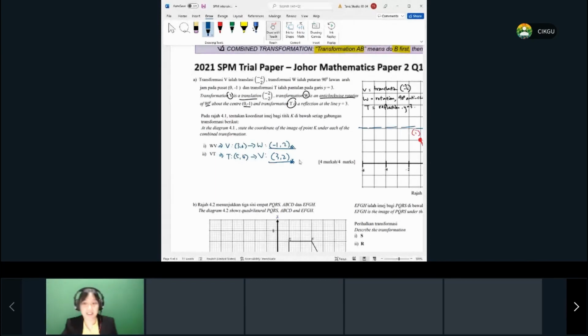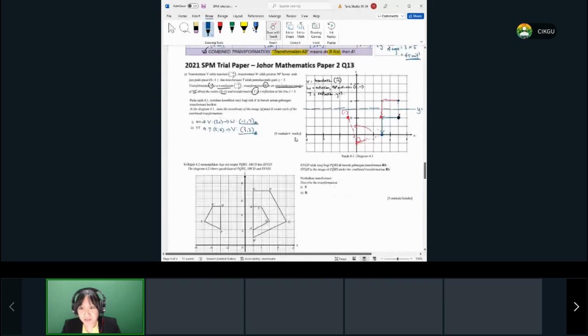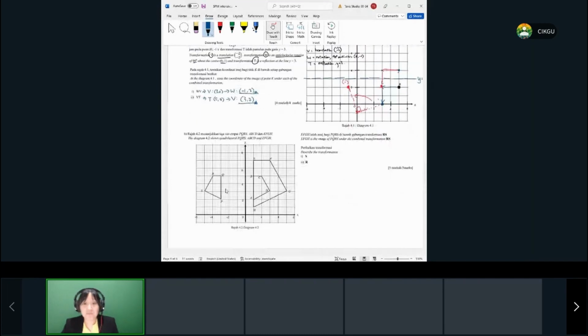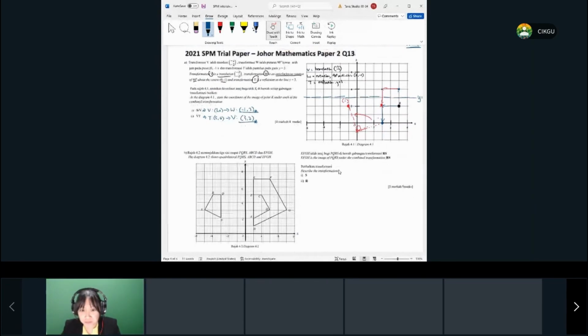Yeah, that's the right answer. Of course, another type of question is where they give you the final outcome. They draw it for you already, but now they ask you to describe. This one is like they describe for you, then ask you to draw. Part B is they draw for you, but they ask you to describe. Okay, let's do this together. What do they say?